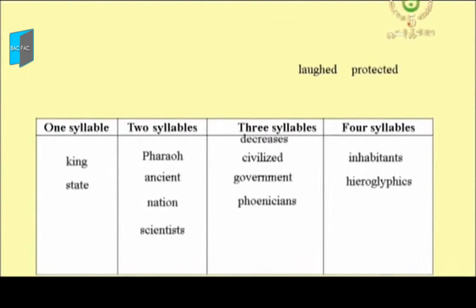Left. 1 syllable. Here the ED is heard as T. So there is no syllable at the end. Just one. Left. And the last one. Protected. And this time the ED is heard as id. So we have 3 syllables. Protected. That's all for our activity today.